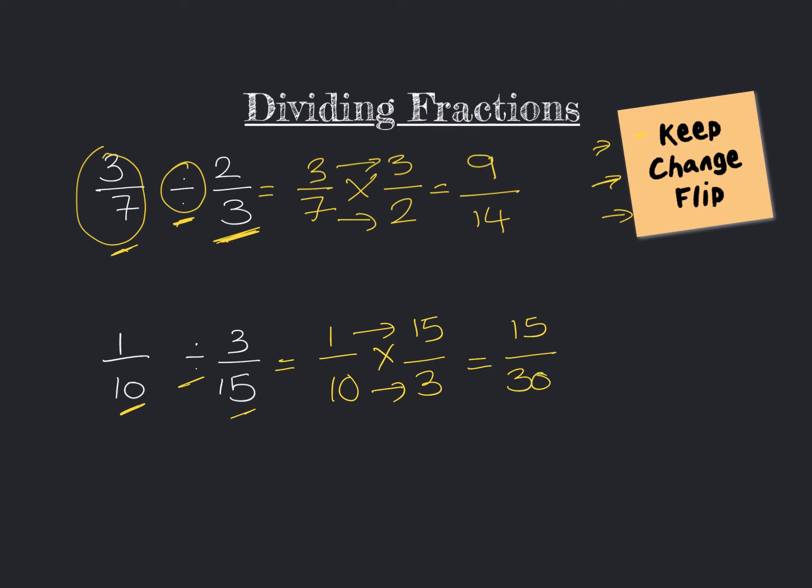Now this we can simplify. Both of these divide by 15. So 15 divided by 15 is 1, and 30 divided by 15 is 2, so our answer is 1/2.